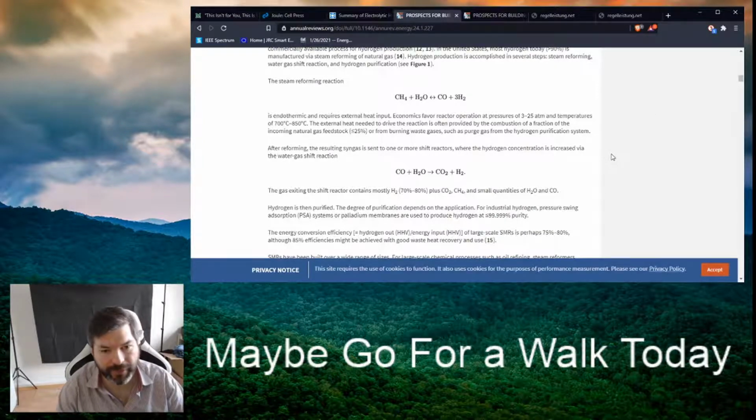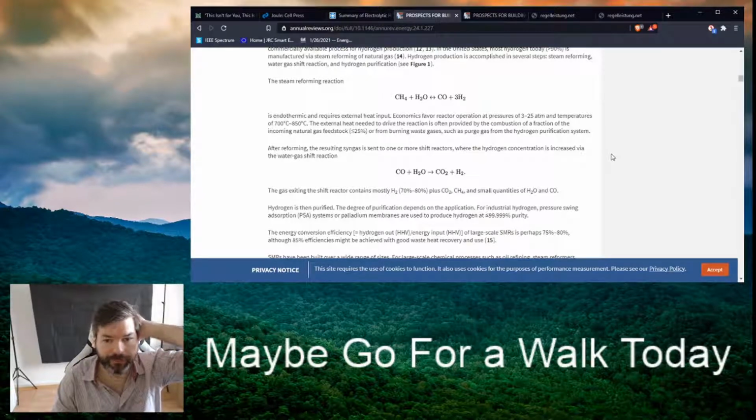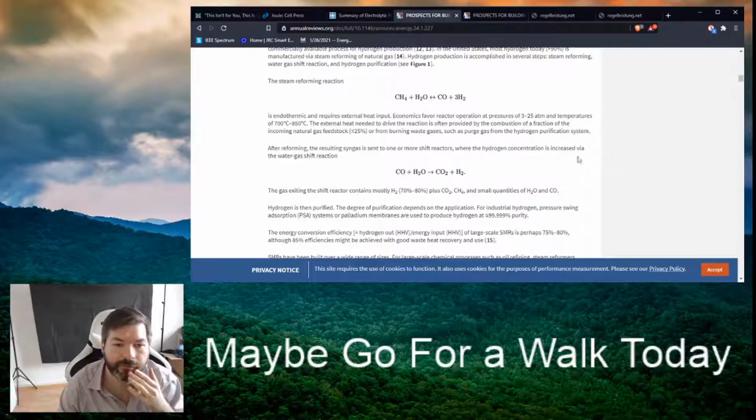It's endothermic and requires external heat input. Economics favor reactor operation at a pressure of 3 to 25 atmospheres and temperatures of 700 to 850 Celsius. The external heat needed to drive the reaction is often provided by the combustion of a fraction of the incoming natural gas feedstock, less than 25%, or from burning waste gases such as purge gas from the hydrogen purification system.